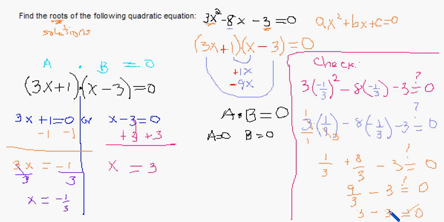So it checks. Therefore, negative 1/3 is a root of the quadratic equation we have here, because once we plug it in, at the end we get 0. Same thing happens with 3. I guess I don't have to check 3 because I'm assuming that you already know the procedure.